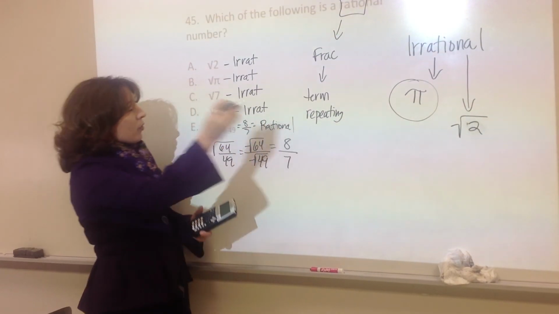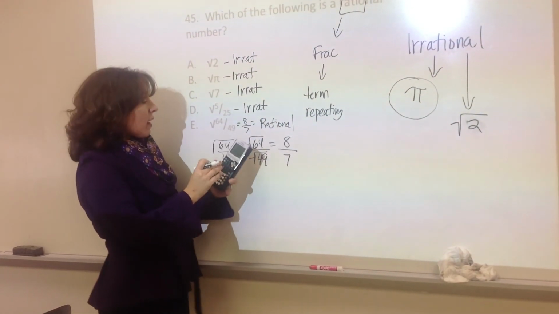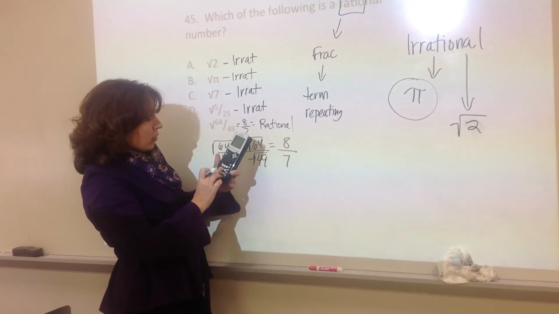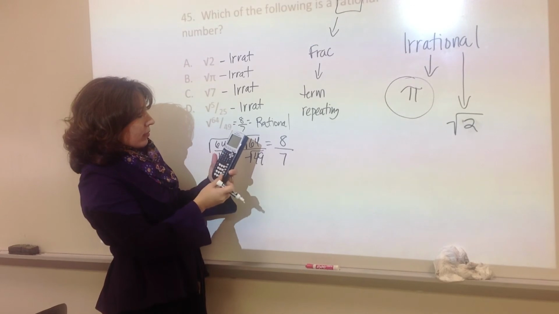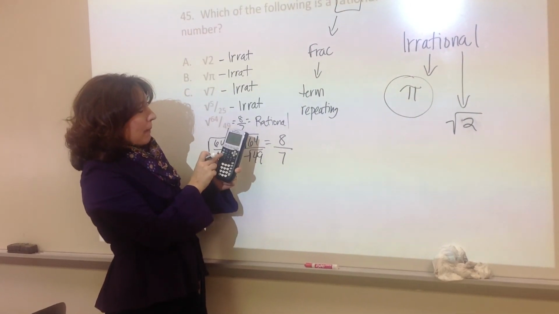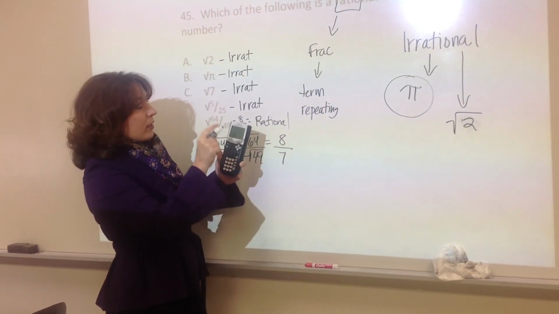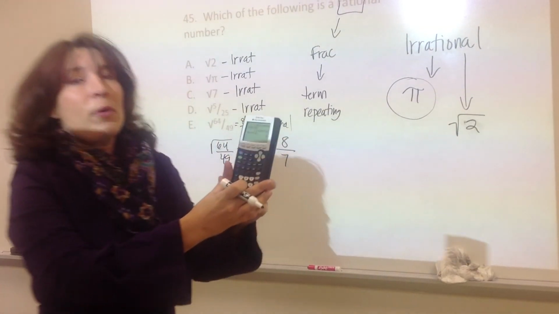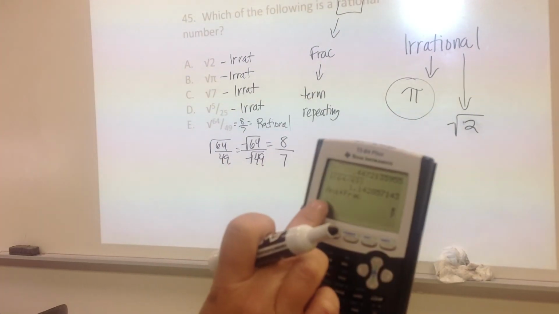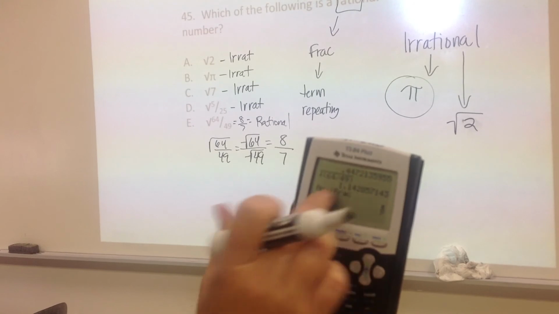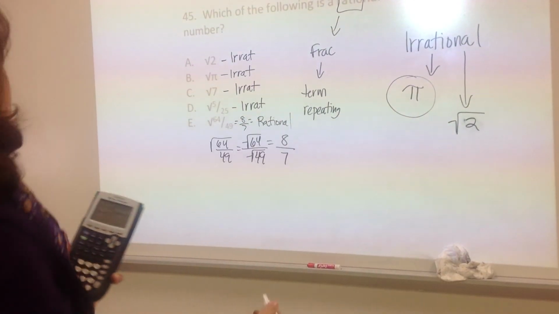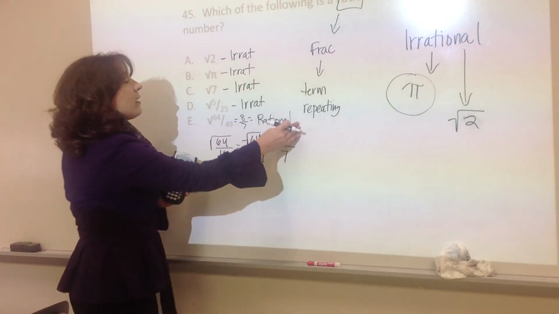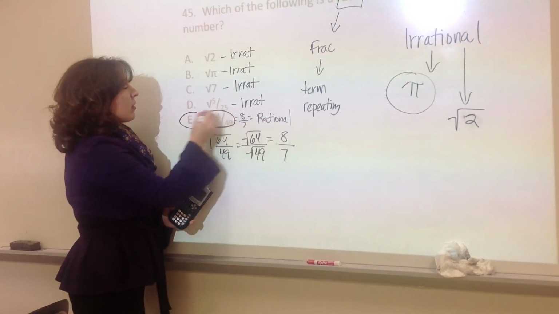But I want to model that same idea that I was using with the calculator. So if I take the square root of 64 49ths, and then I hit math, enter, this time, look at what happened. It actually converted the decimal to the fraction 8/7. So this one is a rational number. Your answer is E.